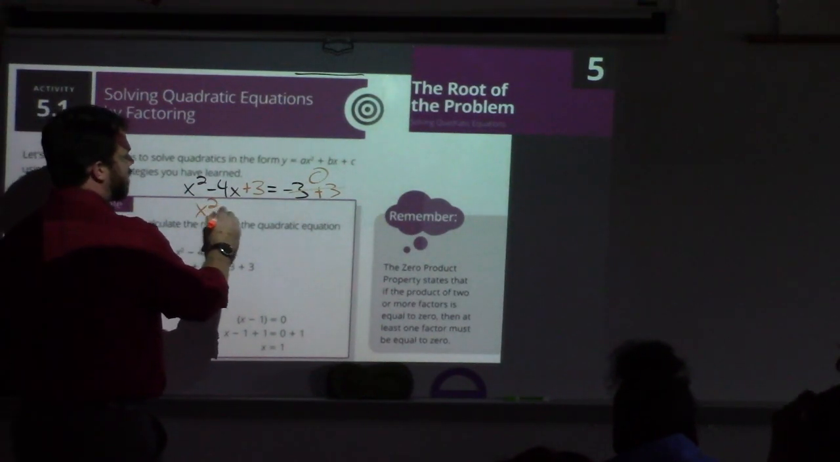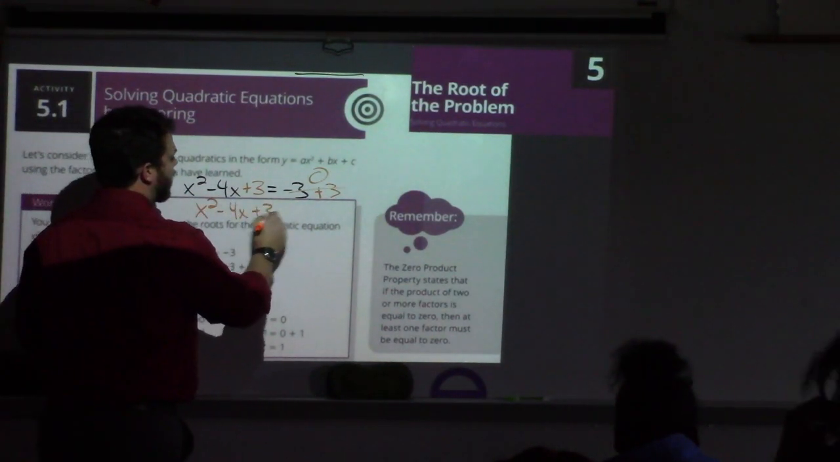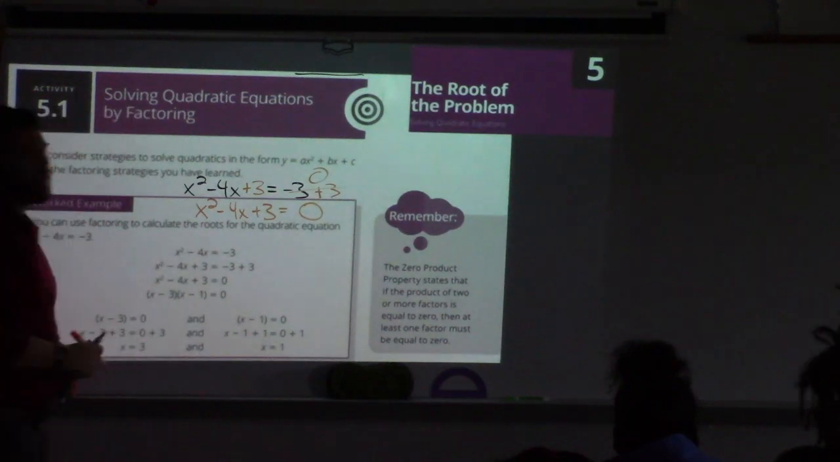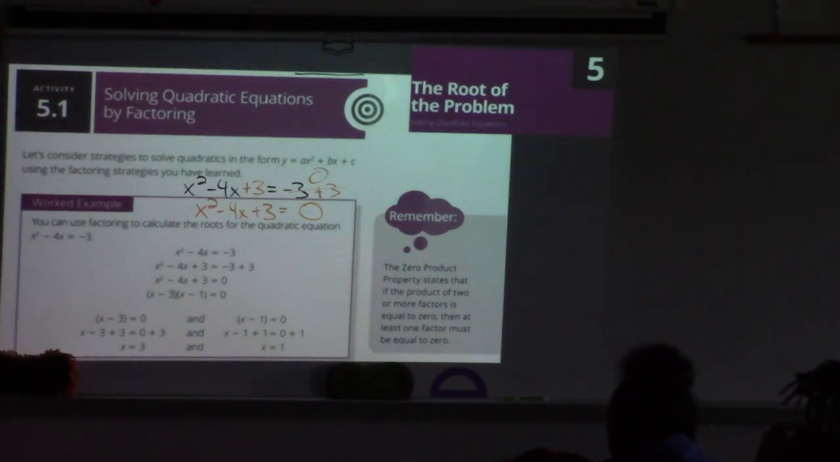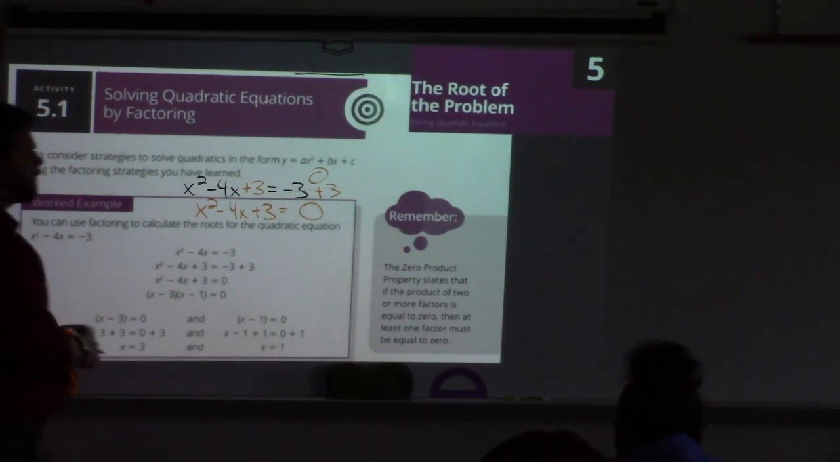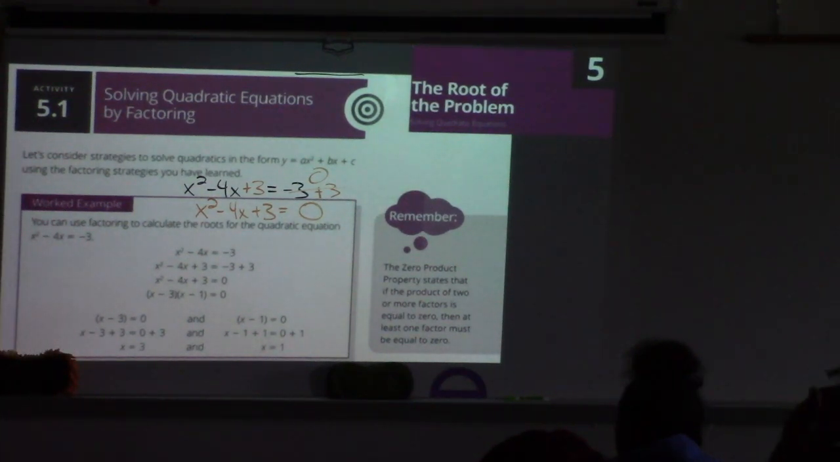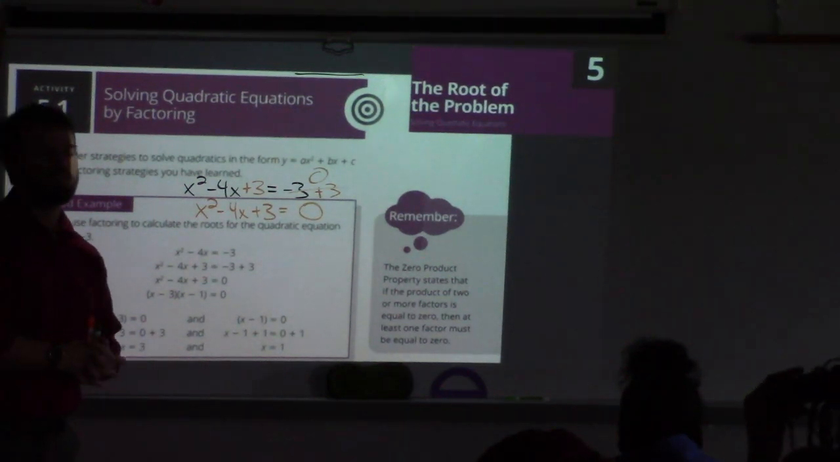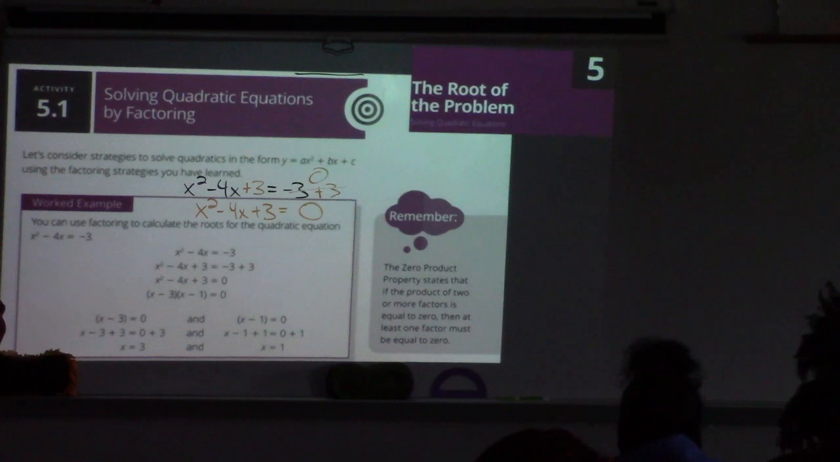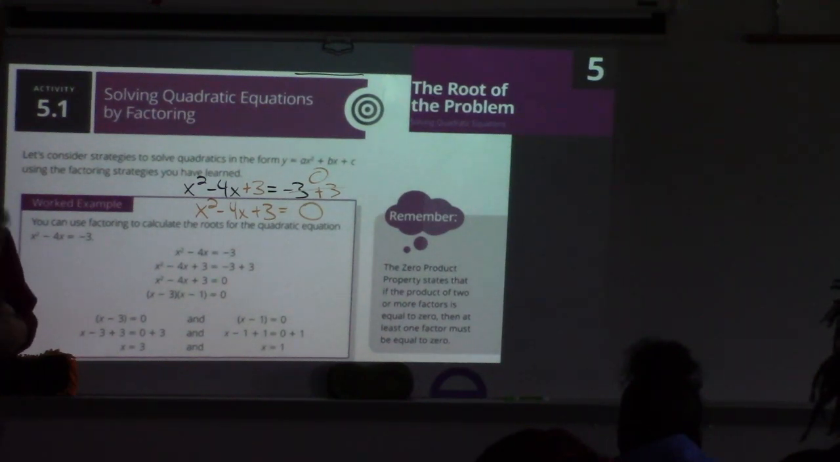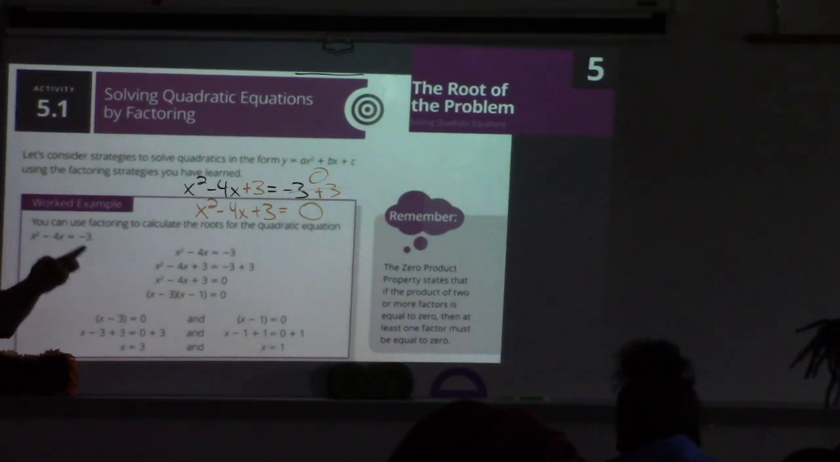So x squared minus 4x plus 3 is equal to 0. Hey, what's another word for a root? Zero. Hey, what are we equal to right now? Zero. Okay. Another word for a root is a zero. What's another word for a root or a zero though? The x-intercept. Thank you. Roots, zeros, x-intercepts.